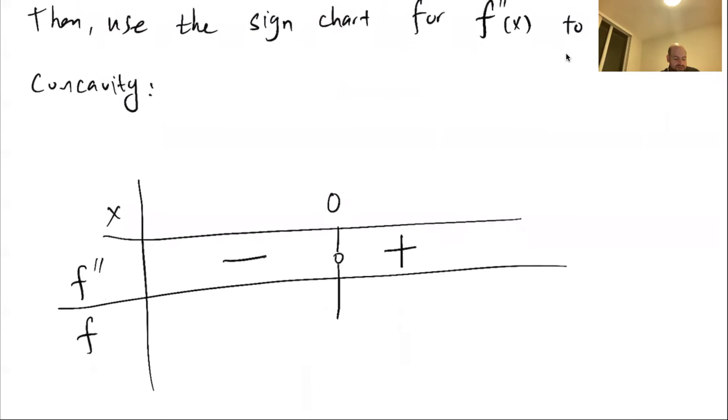So negative means concave downward, and f double prime positive means concave upward. See, when we draw this sign, we mean f is concave downward. When we draw this sign, we mean f is concave upward on this interval.